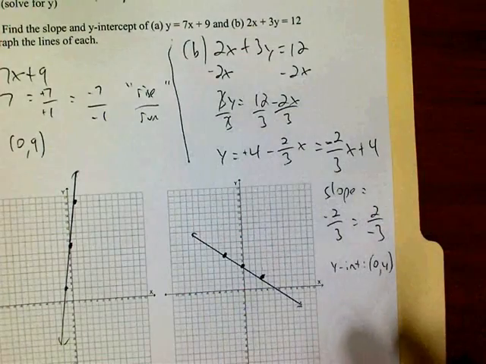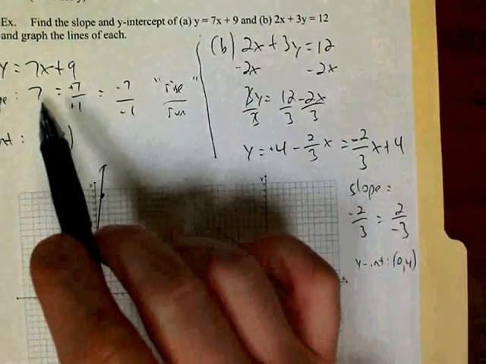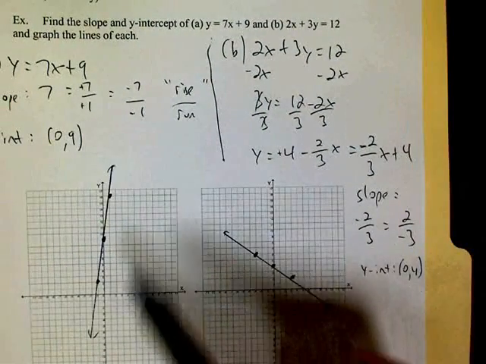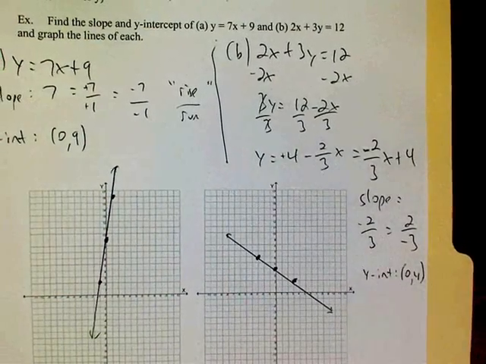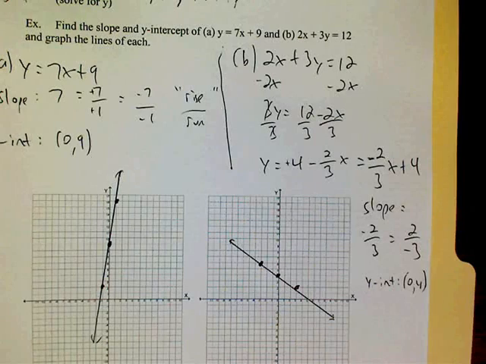Something to point out, anytime the slope is positive, from left to right, the line's going to go up. If the slope is negative, we know the line's going to go down. So things to keep in mind as you do these, just as a quick check. And that's all you do.